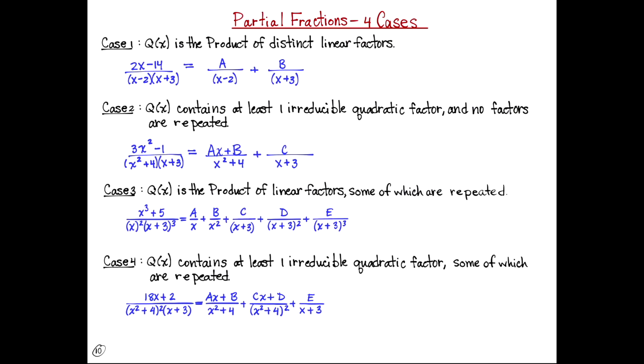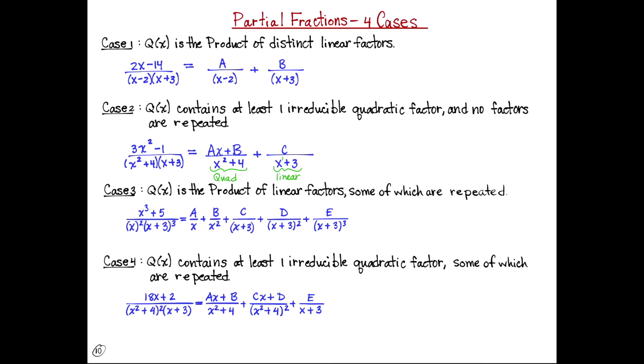Case 1 is the product of the distinct linear factors, like in the example we just did. Case 2, you have at least one irreducible quadratic, and no factors are repeated. So here in case 2, x squared plus 4 is a quadratic, and the x plus 3 is linear. And then case 3 and 4 are more complicated versions of case 1 and 2, where you have repeated factors.